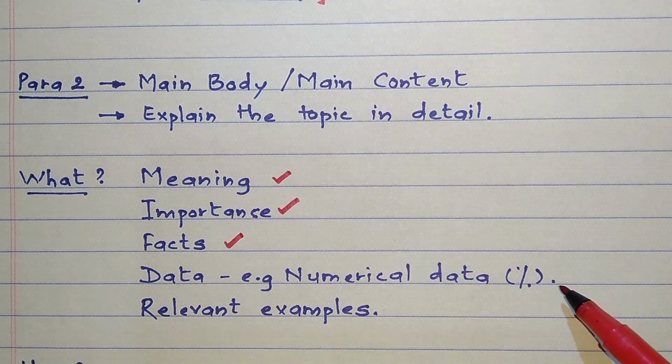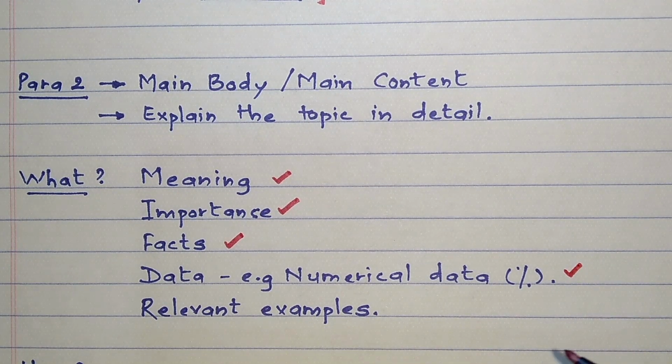Fourth point is data, that is numerical data or percentage and so on. आप numbers में information देते हैं. आपको perfect data या numerical value देने की जरूरत नहीं है. आप approximately भी दे सकते हैं.